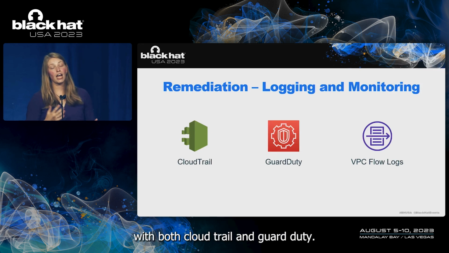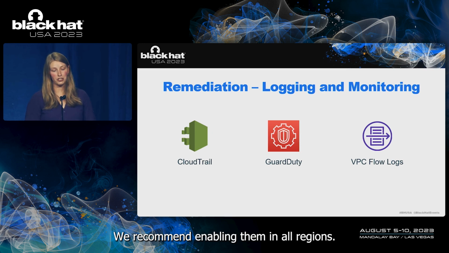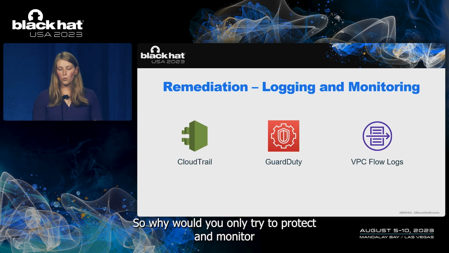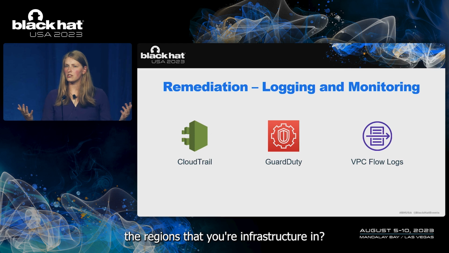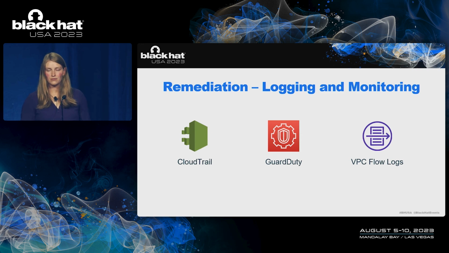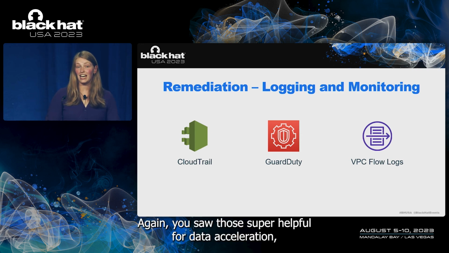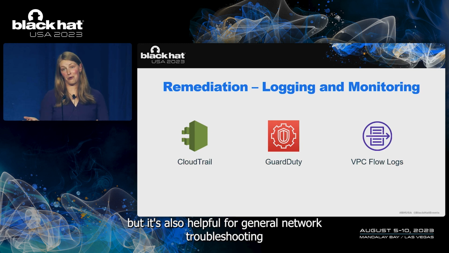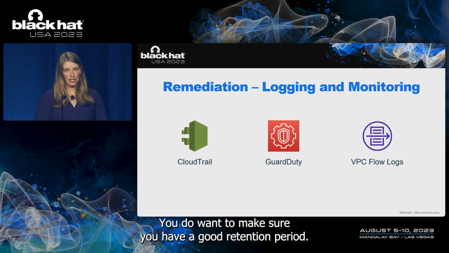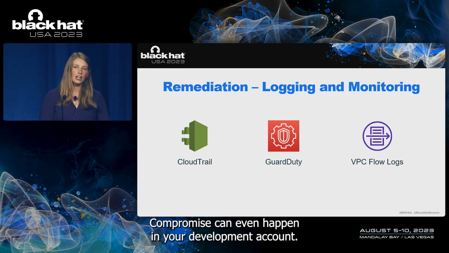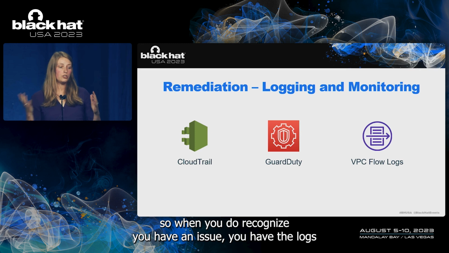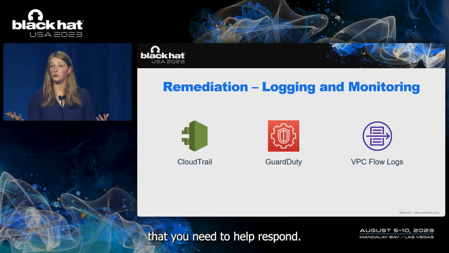With both CloudTrail and GuardDuty, we recommend enabling them in all regions. Again, as you saw in these cases, the threat actors did not just stay in one region, so why would you only try to protect and monitor the regions that your infrastructure is in? We also recommend that you enable VPC flow logs. Again, you saw that was super helpful for data exfiltration, but it's also helpful for general network troubleshooting. For all of these logs, you do want to make sure you have a good retention period. Compromise can even happen in your development account, and so you want to make sure that you have the logs around long enough so when you do recognize you have an issue, you have the logs that you need to help respond.